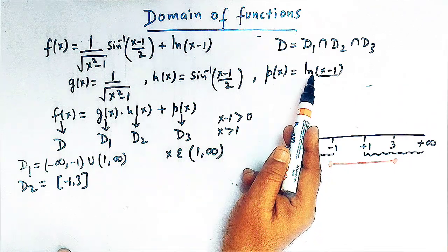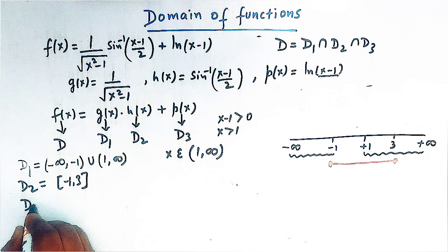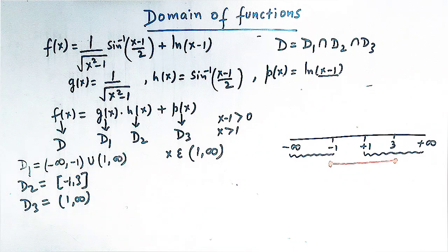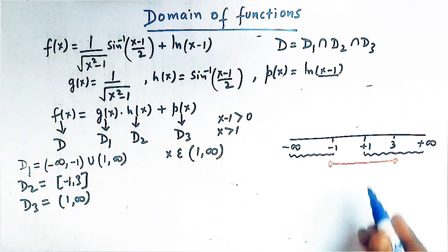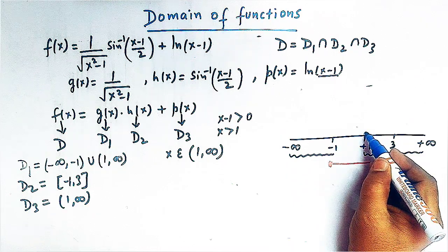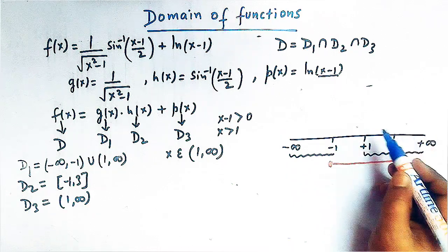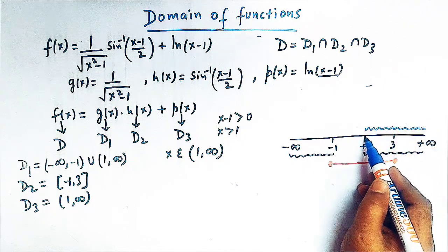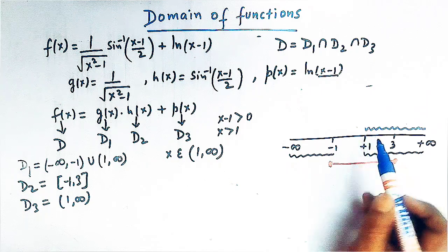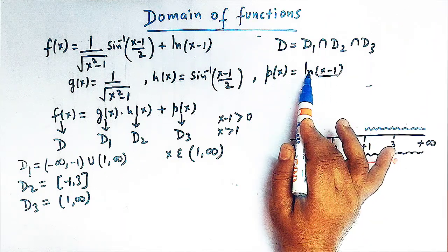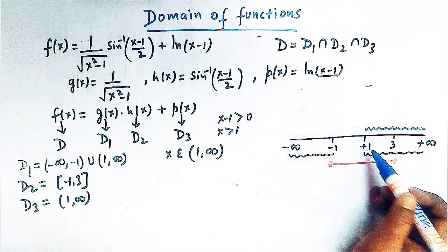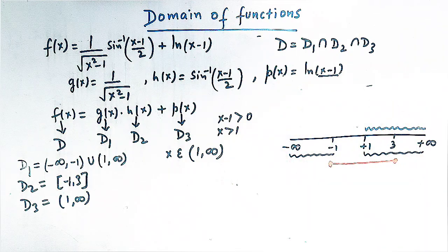So the domain of this function, that is d3, is given by 1 to infinity, and let us represent this interval on the real number line. Here we have 1 and here we have infinity, so we'll go like this, right? And remember, here 1 is not included, because if x is equal to 1, then we have 1 minus 1, so natural log of 0, right? So we'll discard x equal to plus 1.